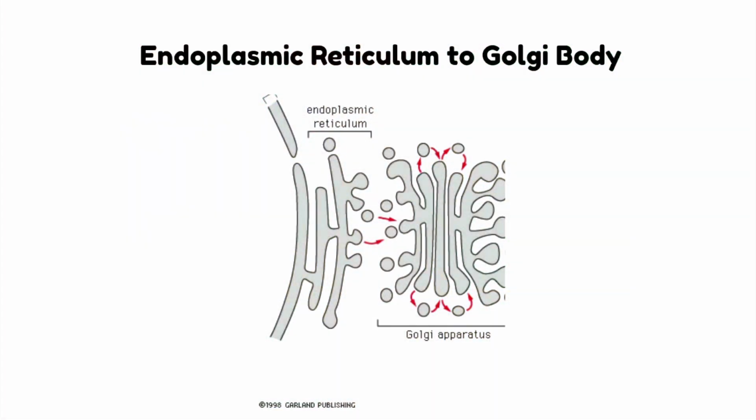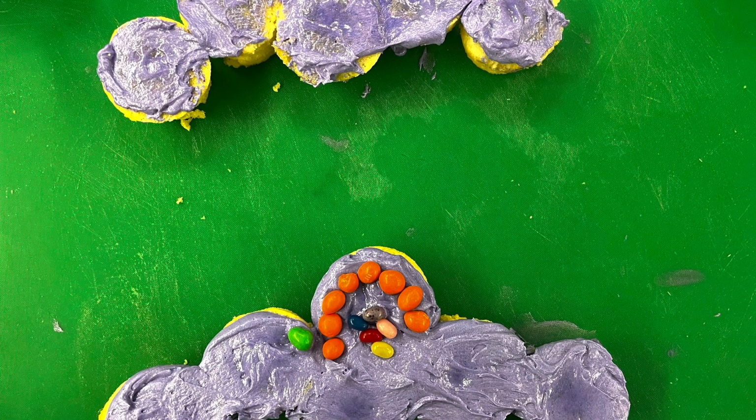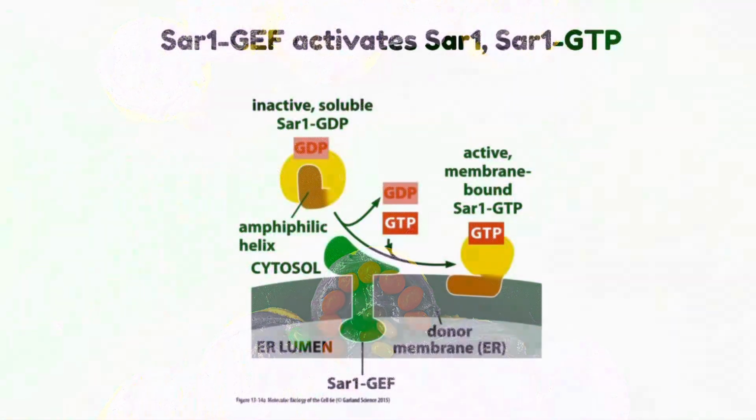What you'll first observe is transport from the ER to the vesicles. To begin, the cupcakes at the bottom of the screen represent a portion of the endoplasmic reticulum, which contains cargo proteins for secretion. After SAR1 is activated by SAR1-GEF, represented by the green M&M, SAR1 then binds to the ER membrane and recruits adapter proteins like Sec23 and Sec24 to the ER membrane.